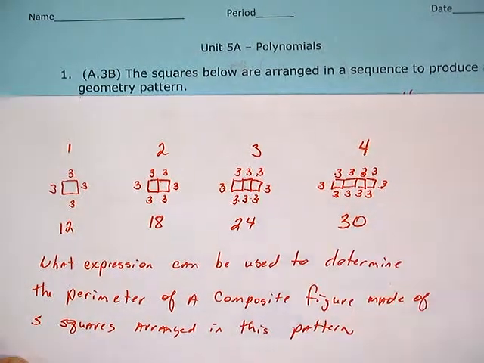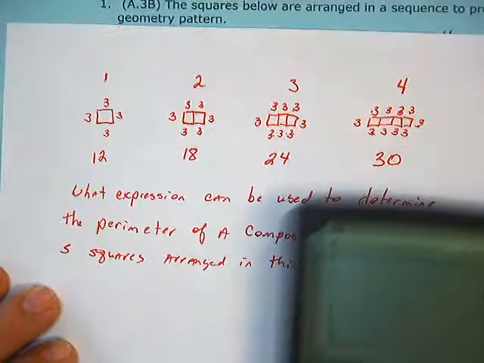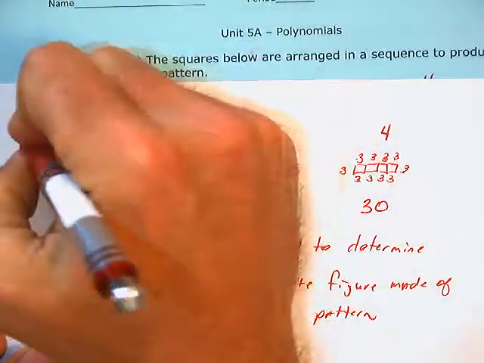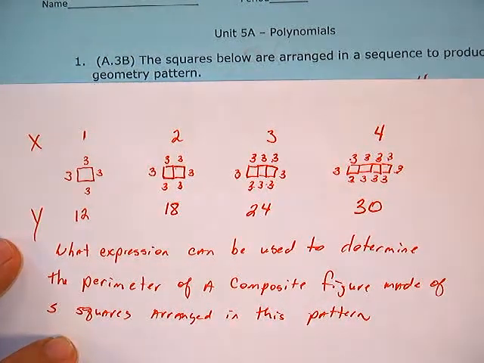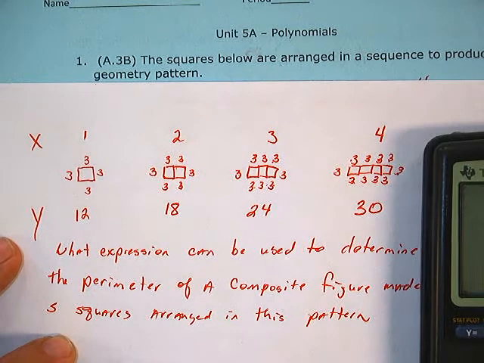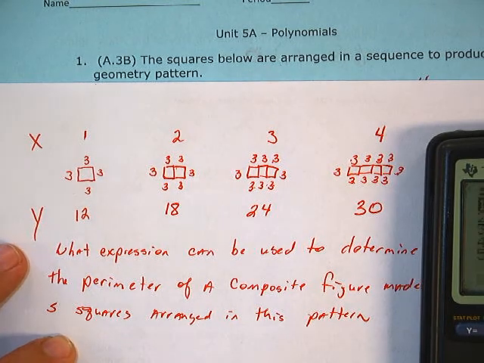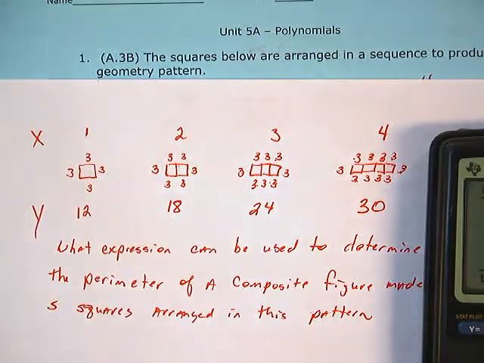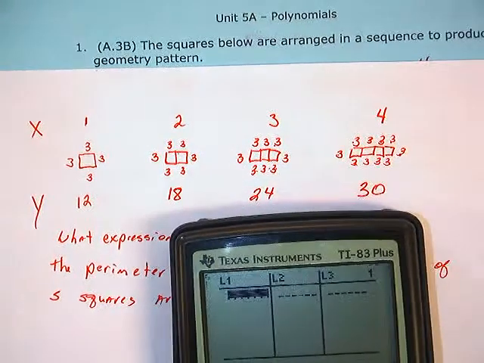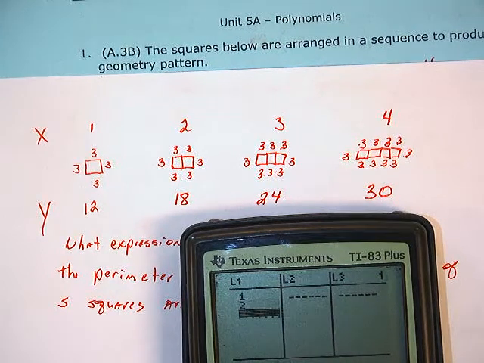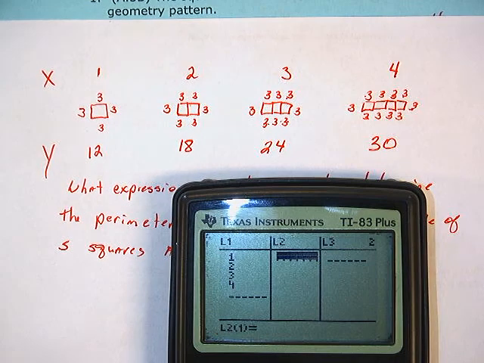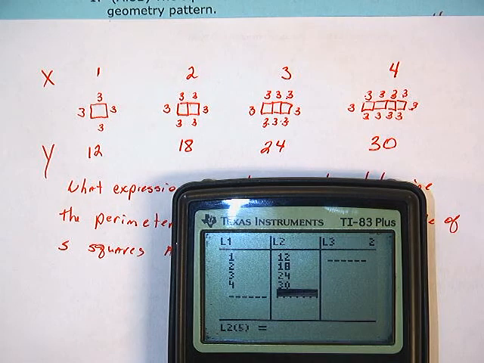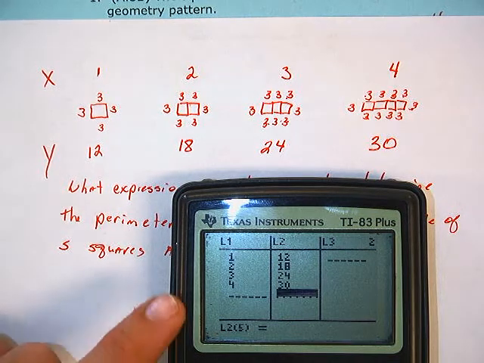A couple ways to figure this out. One way, just go to our calculator. I'm going to call the pattern number my X, and the perimeter my Y. We have a table. So I'm going to go to stat, edit. I'm going to put my X's in L1, so 1, 2, 3, 4. My Y's in L2, so 12, 18, 24, 30. And then I'm going to have it tell me what the equation is.